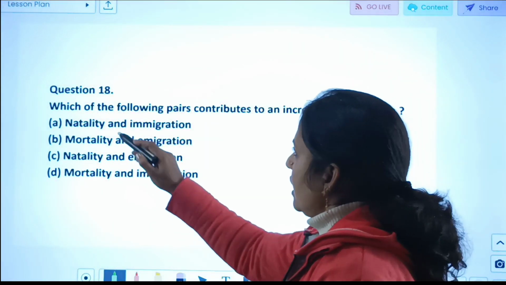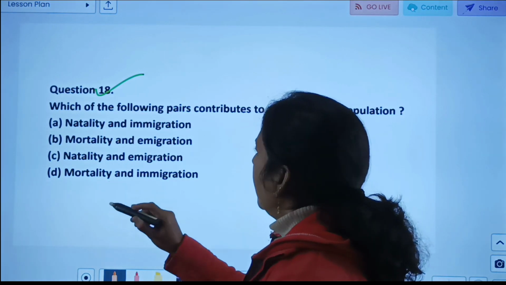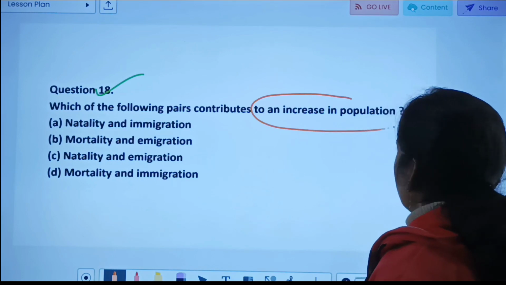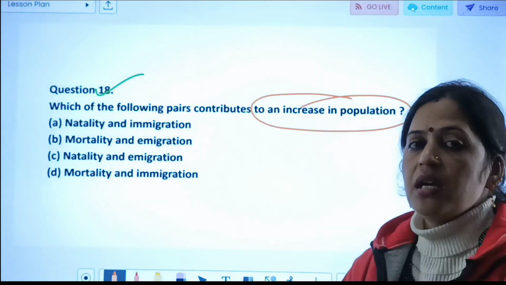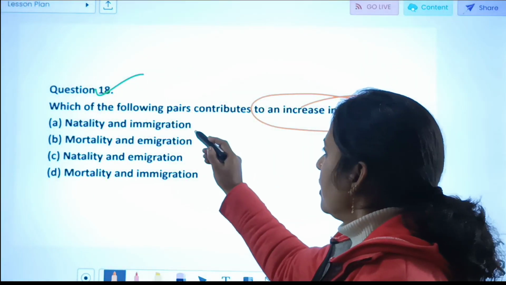Next is your question number 18, and your question number 18 is: which of the following pairs contribute to an increase in population?